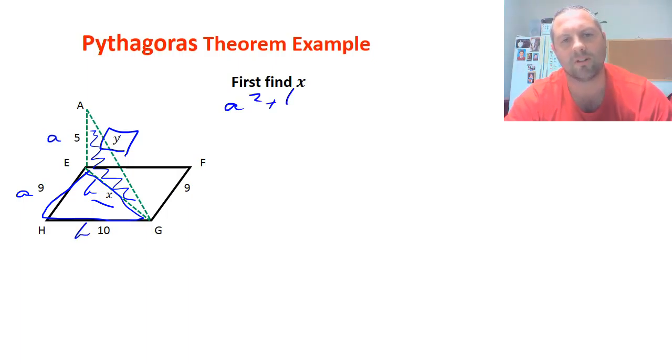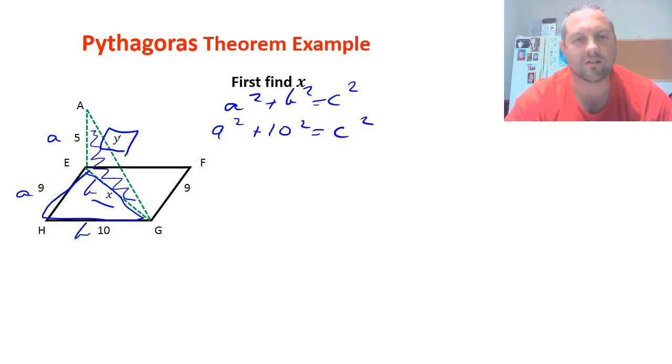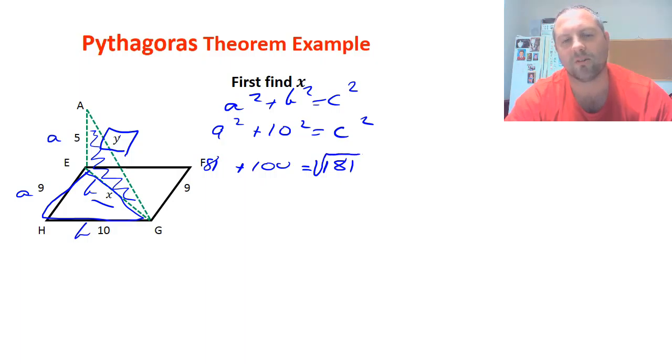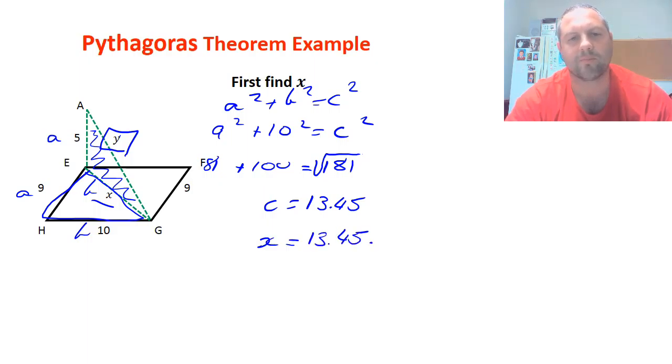So A squared plus B squared equals C squared. So we've got 9 squared plus 10 squared equals C squared. Expand it all. So we've got 81 plus 100 equals 181. So this is our squared answer, so we need to square root it in order to find out what C is. So the square root of 181 is 13.45. This is going to be our X. So 13.45 is X.